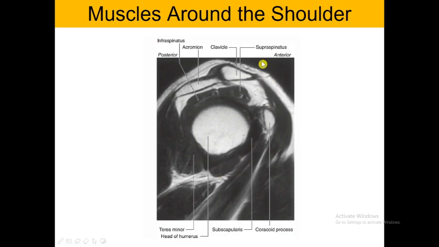Next clinical we have here, the muscles around the shoulder. This is the view in which you can see the head of the humerus in the middle. We see here the teres minor, the muscles infraspinatus and supraspinatus, the cut portion of the clavicle, and also the acromion. We see here the coracoid process, and in this part we can also see the subscapularis. So the four rotator cuff muscles have been seen here. This part represents the simple normal radiograph.